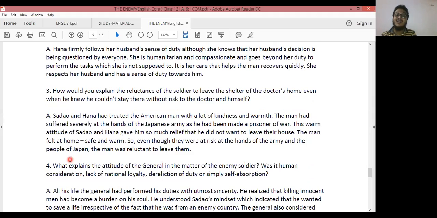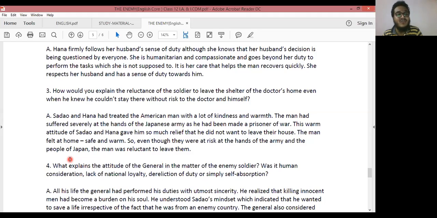Sadao and Hannah had treated the American with a lot of kindness and warmth. Similarly, in the chapter The Rat Trap, Edla behaved with kindness, and that man, when he departed, did not do any harm to that family. Similarly, Hannah and Sadao behaved very calmly and warmly. They did not behave rudely. They were very kind-hearted, very warm, of a protecting nature, we can say.